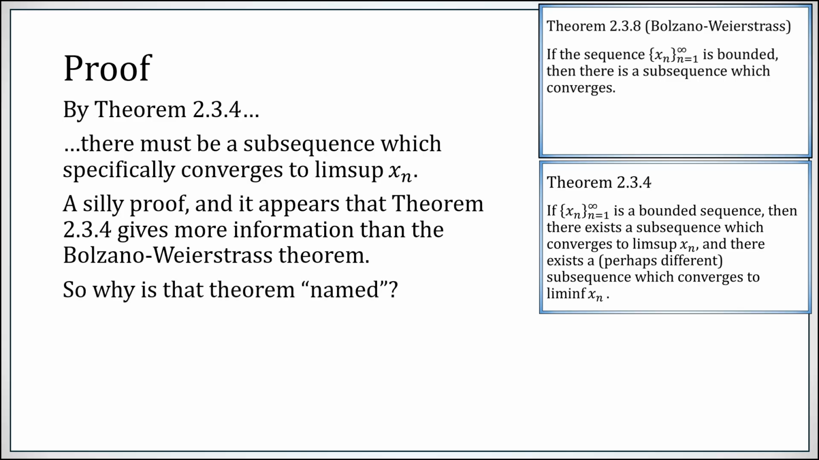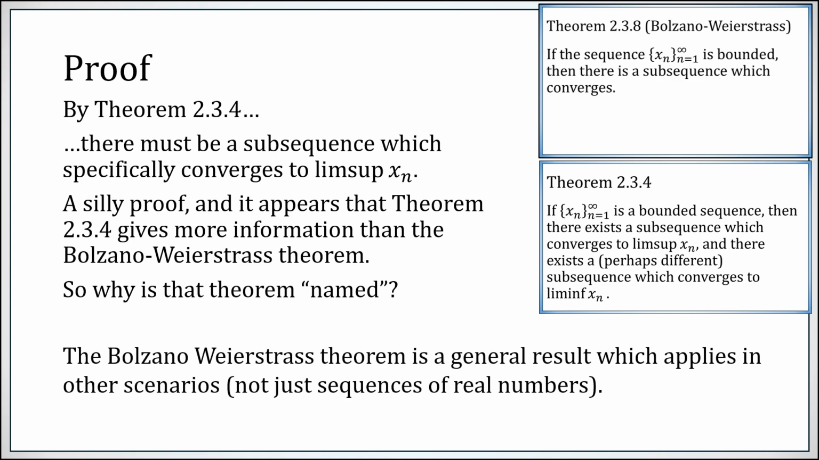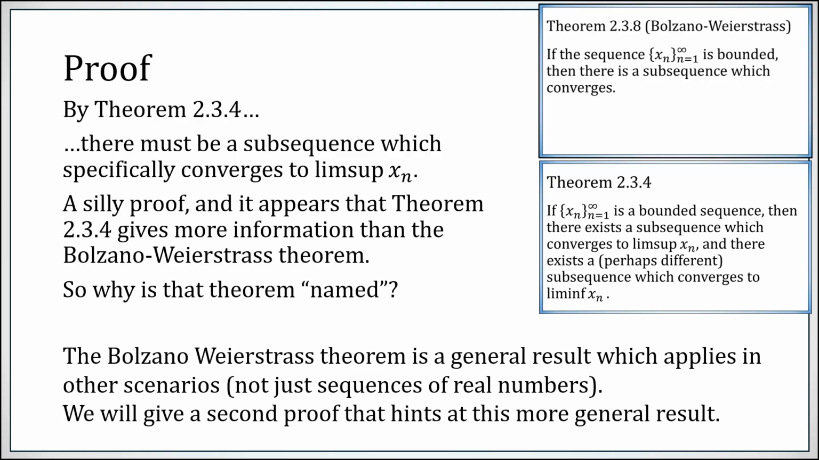So why has the Bolzano-Weierstrass theorem got a name? That tends to imply it's more important. The Bolzano-Weierstrass theorem is a more general result that holds in different circumstances, not just sequences of real numbers. So in this context, just porting over the statement, if a sequence is bounded, then it has a convergent subsequence, appears to lose some information. But in general circumstances, that statement is the more powerful one. Okay, we're going to give a second proof of the Bolzano-Weierstrass theorem that hints towards the more general way to prove it.